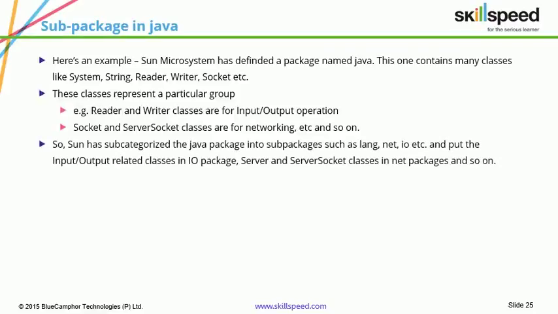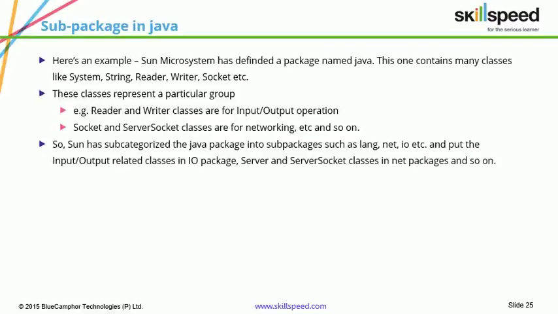So what Sun has done is subcategorize the things in the java package into subpackages like lang, net, IO, etc. They have put the input-output related classes into the IO package, Socket and ServerSocket classes into the net package, and so on.